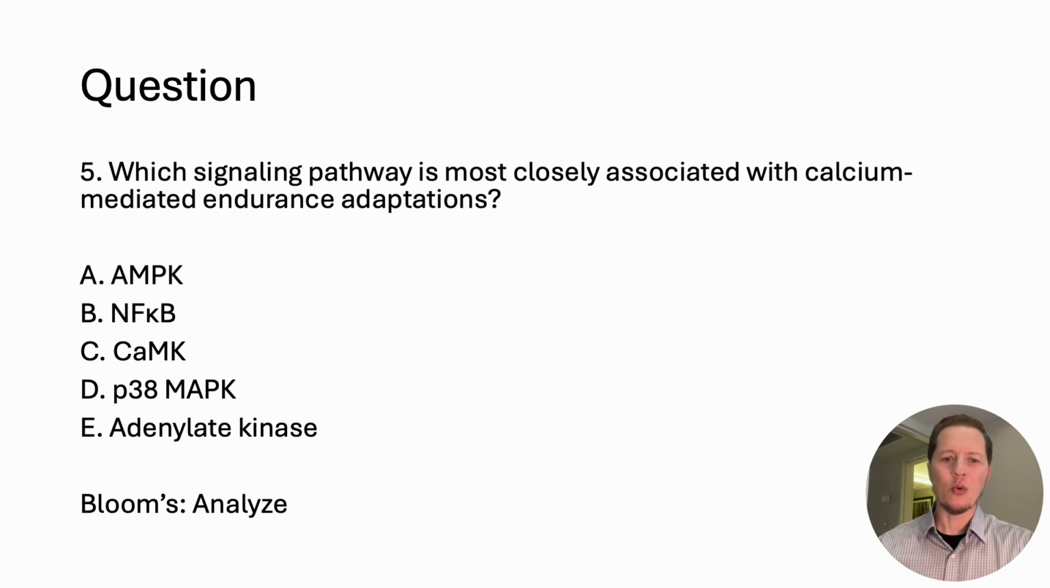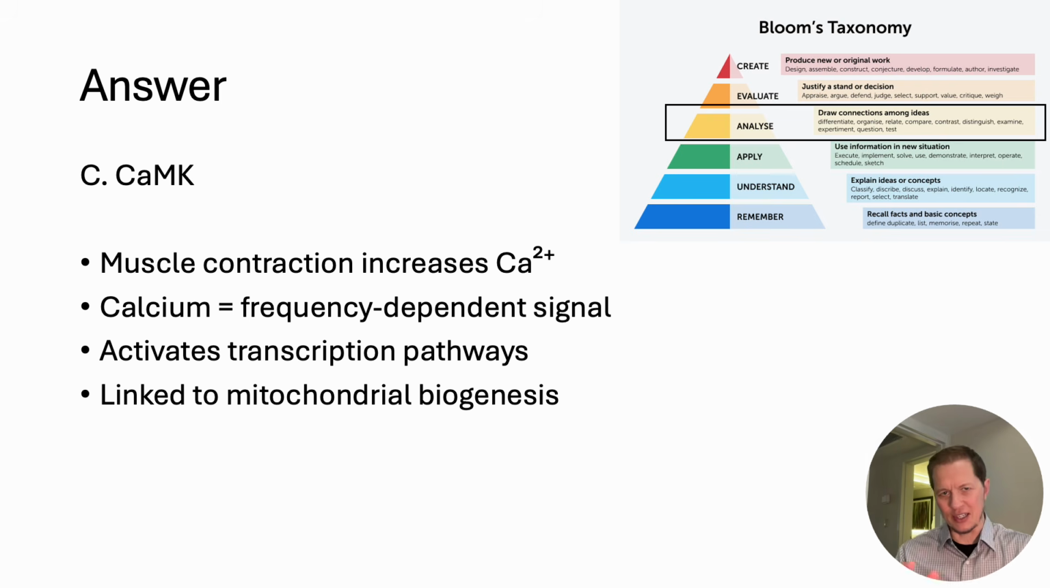All right, question 5. Which signaling pathway is most closely associated with calcium-mediated endurance adaptations? Is it AMPK, is it NF-kappa B, is it CaMK, is it p38 MAPK, or is it adenylate kinase? And this one is calcium calmodulin dependent kinase.